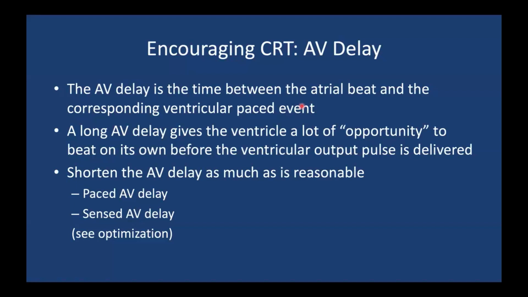So a long AV delay gives the ventricle too much opportunity to beat on its own. So the first thing to do is to make sure that you shorten the AV delay to something shorter than the patient's own intrinsic. That's the other way to ensure that you're getting biventricular pacing.